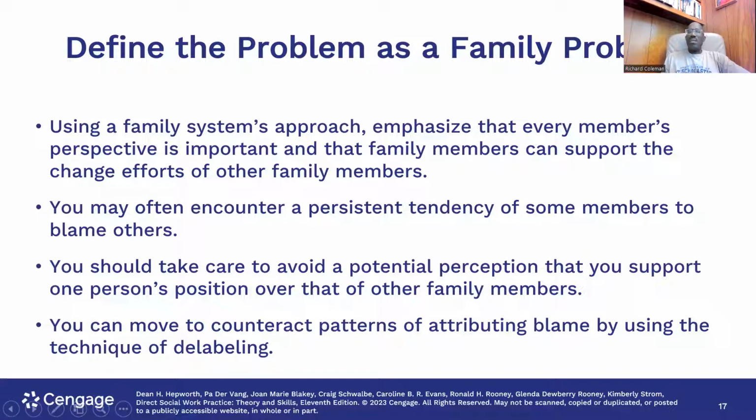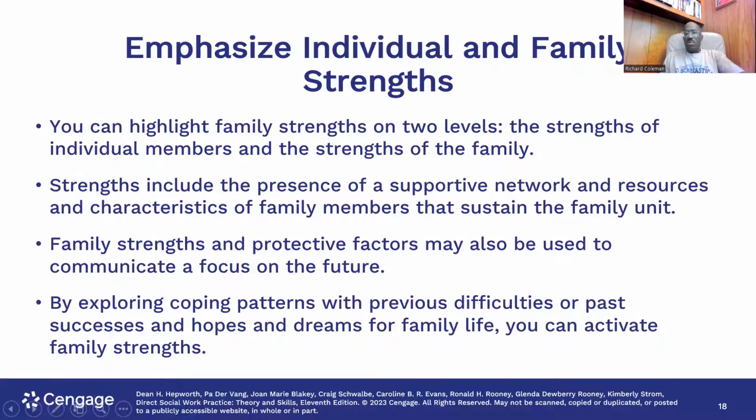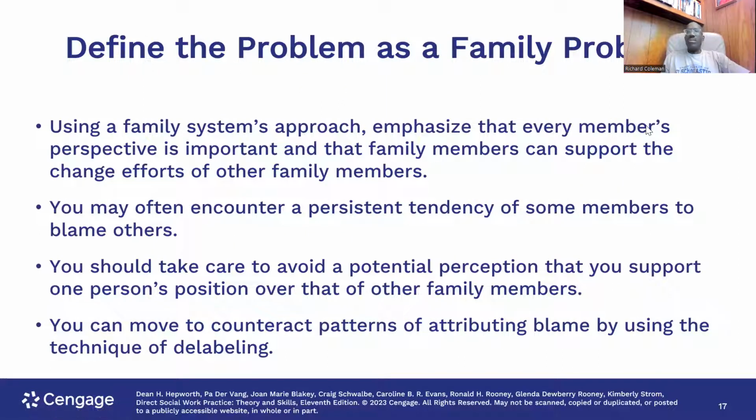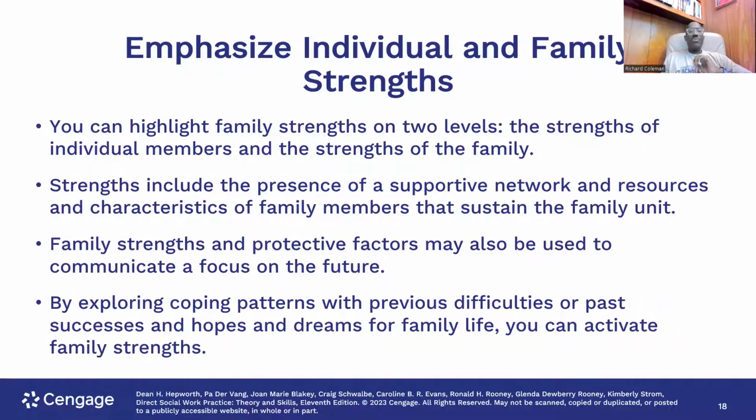Defining the family problem, using the family systems approach, emphasize that every member's piece is important. You may have a situation where people are always blaming other folks, but you need to be able to move in and really try to address those things as they come up. Make sure that you counteract behavior or patterns of behavior that are attributed to blaming and labeling. You don't want to have one person have all the issues in the family land on their shoulders.